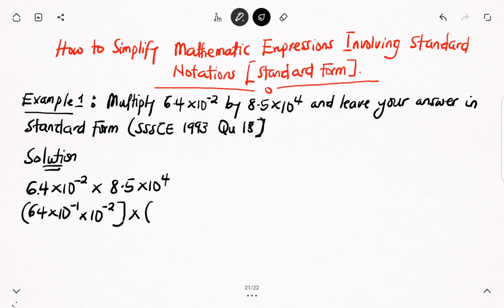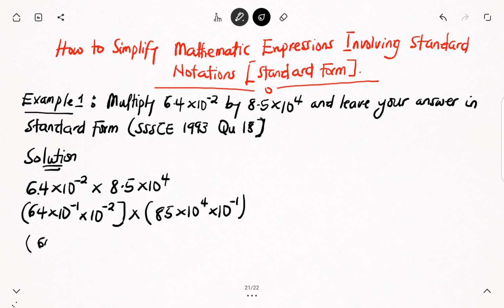Then multiplied by, the 8.5, I'll do the same thing, so it becomes 85. That is, I move the dot to the right hand side, so 85 times 10 raised to the power 4, then times 10 raised to the power, after I moved it, negative 1. Okay, so from here I go ahead and further simplify.